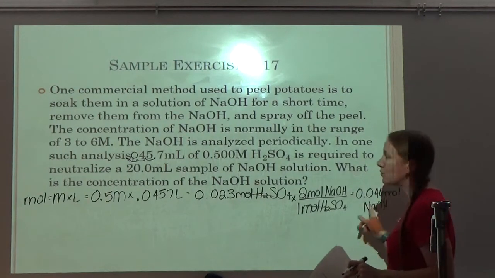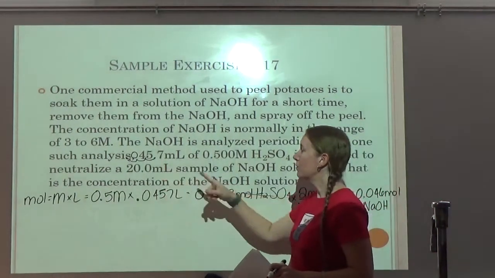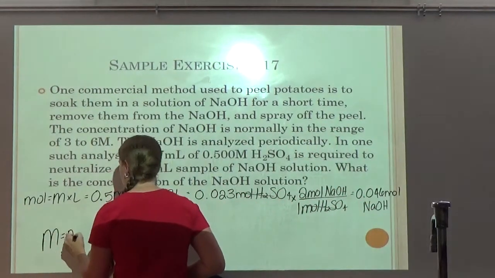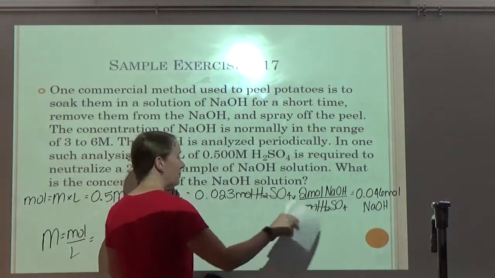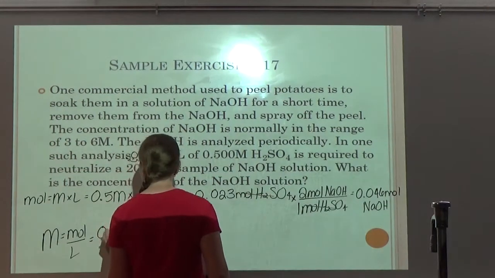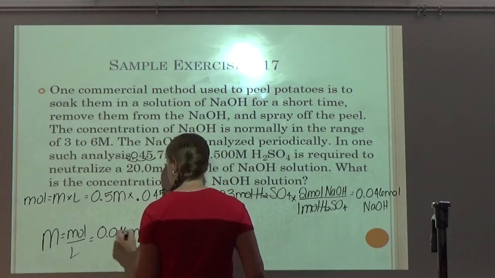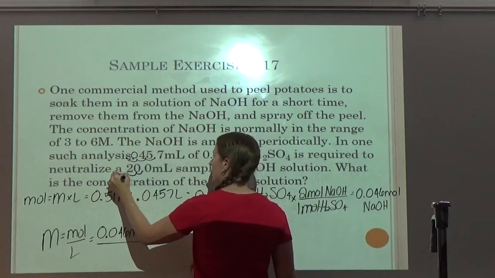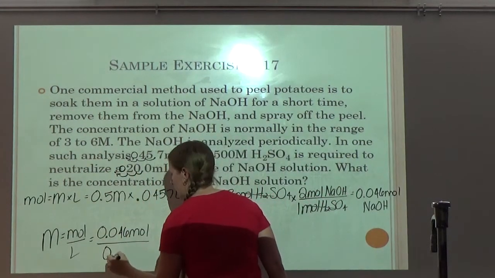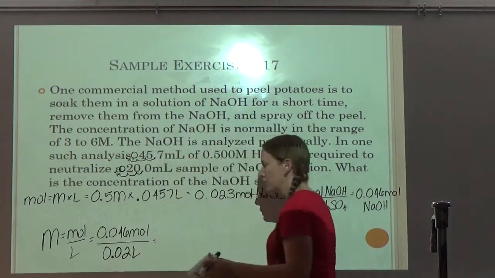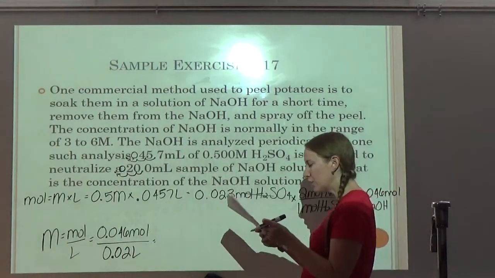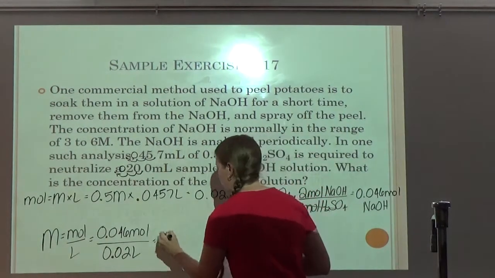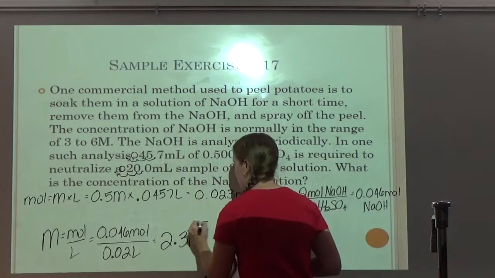Now that I know my moles and I know my volume, I now can calculate my molarity. Molarity is moles per liter. So we know how many moles of sodium hydroxide, 0.046, and we know we had 20 milliliters, so that's 0.02 liters. Once I do my math here, if I could quit trying to look at the wrong one, I keep going down and it's the top one, I get about 2.3 molar.